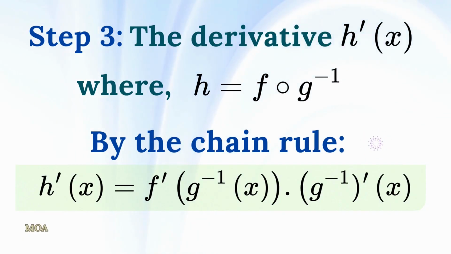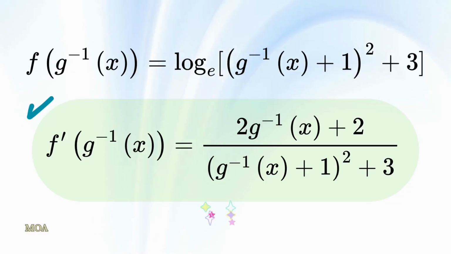By the chain rule, the derivative of h of x equals the derivative of f evaluated at g inverse of x multiplied by the derivative of g inverse of x. By differentiating the expression for f of g inverse of x, we obtain the derivative of f at g inverse of x equals the quantity 2 times g inverse of x plus 2 all over the quantity g inverse of x plus 1 squared plus 3.